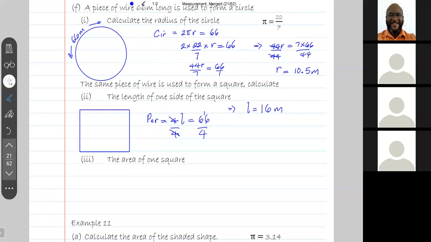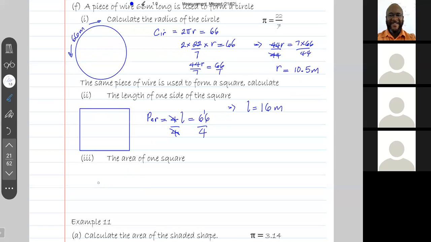And then now we're asked to calculate the area of the square. And so the area of the square would be length times length, which is 16 times 16. I don't remember what this is. I think it's 250 something. Am I correct? 256? I'm not so sure. 16 times 16. I am correct. This is 256, and this is meters square. All right. It will be 256 meters square.